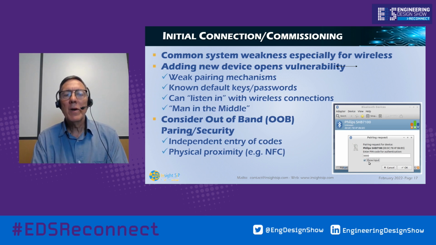You could be using default keys or passwords. You all know Wi-Fi routers use admin, and the password is probably admin. So that's something that has to be avoided. You can also listen in to the pairing and the commissioning, and then you can have a man in the middle. So you should certainly consider, in terms of pairing as a key item in your security watch, putting codes in such a way that it's done by hand, or if it's done over the air, it's using a different physical system, hopefully with proximity, using NFC or potentially ultra wideband.